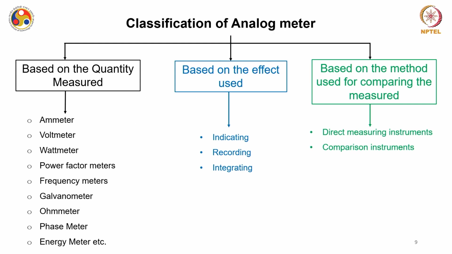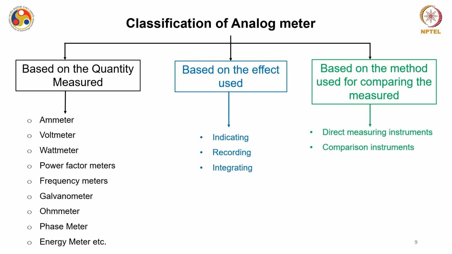We have also seen that we have mostly used equations in terms of torque. Then we have classified these analog meters in the second week. We have seen that these analog meters can be classified based on the quantity they measure, based on the effect they use, and based on the methods used for comparing the measured value.